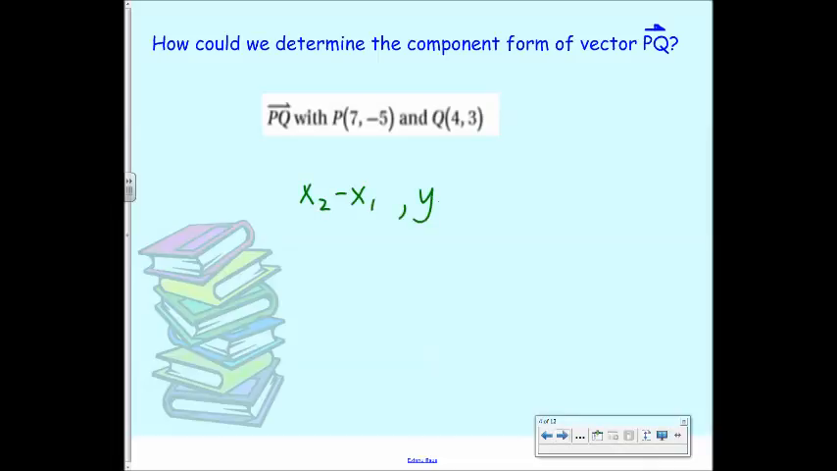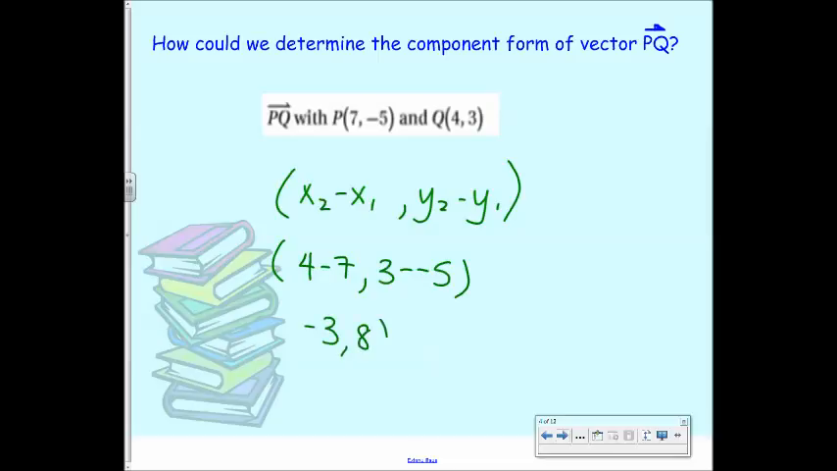So again, where did Bianca get that from? That's basically the slope formula, except that in component form, we write it as an ordered pair with the x's then the y's. So what's my x2? 4 minus 7 and 3 minus negative 5. Okay, so what's 4 minus 7? Negative 3, and 3 minus negative 5? 8. Good. So that means I'm going over 3, but which way? To the left, and then I'm going up 8.